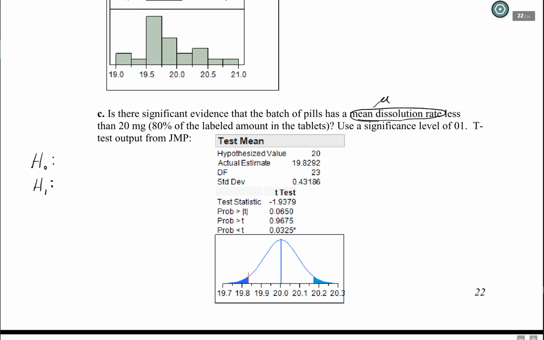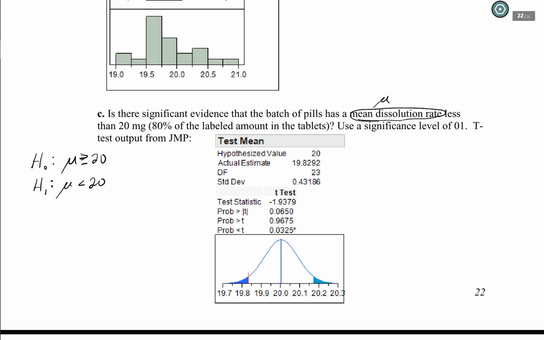Now on this example, I'm not going to go through all 5 steps of the hypothesis test. I want us to just set up the hypotheses, know what the parameter of interest is, look at the JMP output, and make a decision based on that. And so setting up the hypotheses here, we're asking the question, is there evidence that mu is less than 20? And the null then would be that mu is greater than or equal to 20, or if you just had equal to 20, that would be okay.